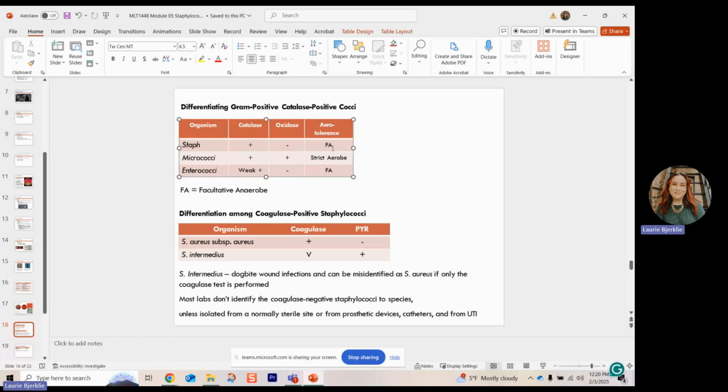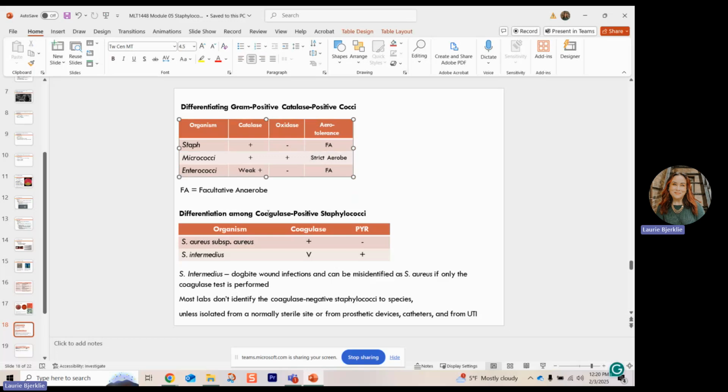And then how they like to grow. Staphs can pretty much grow in almost any environment. They're your facultative anaerobes, meaning they can grow with oxygen, they can grow without oxygen, they don't care. They will pretty much thrive in any environment that way. Micrococcus is a strict aerobe. It has to have oxygen to grow.